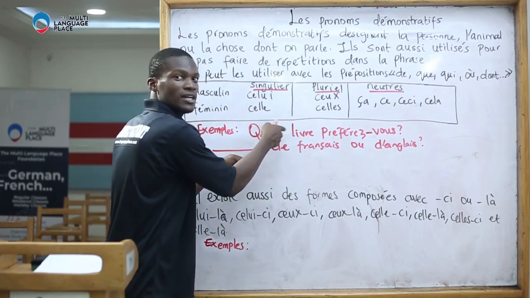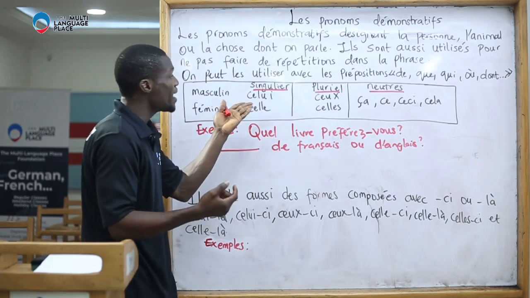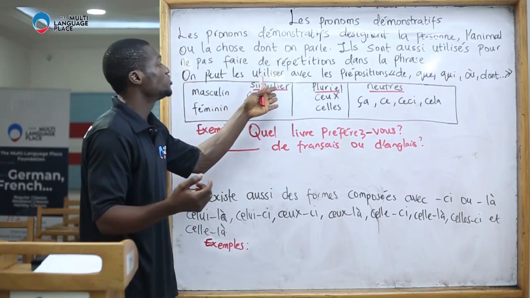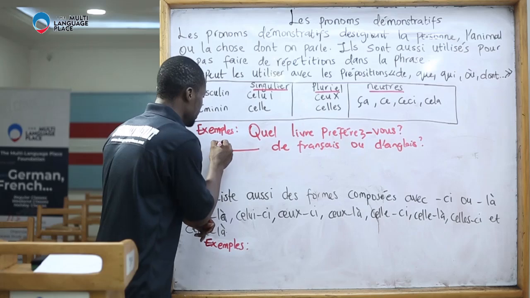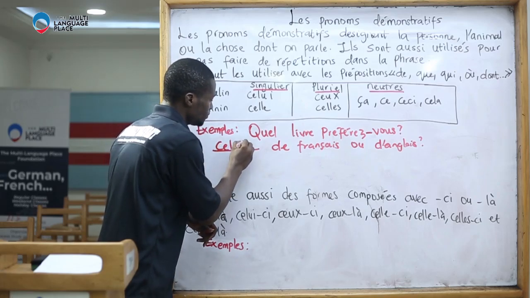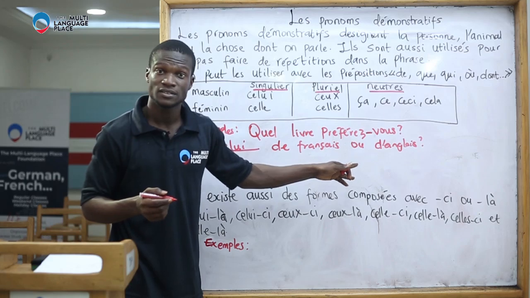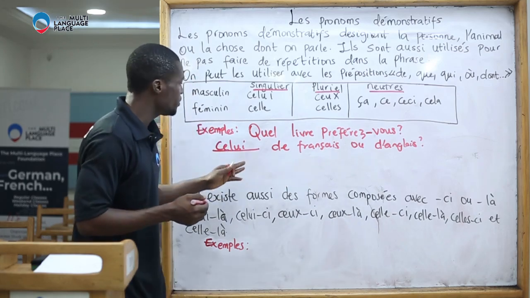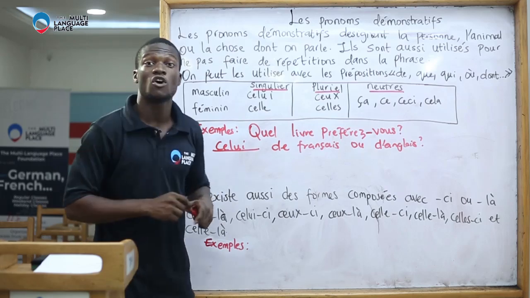We go to livre. Livre is a masculine word and it is singular. So where is masculine singular on our table? Celui. So, celui de français ou d'anglais. The one of French or English.